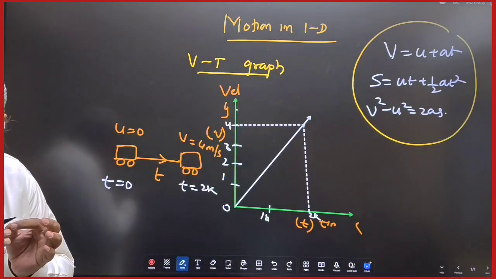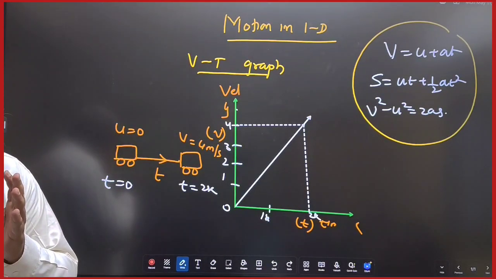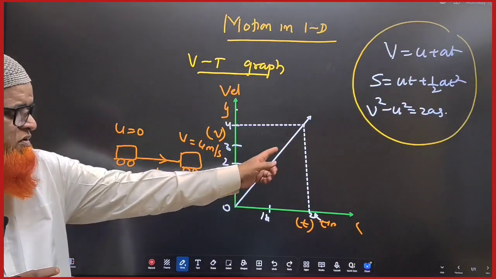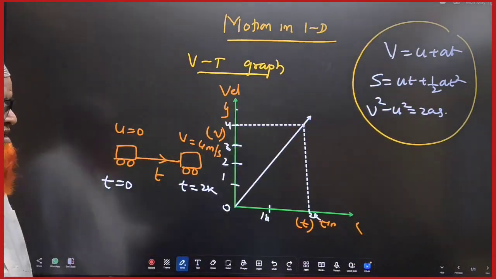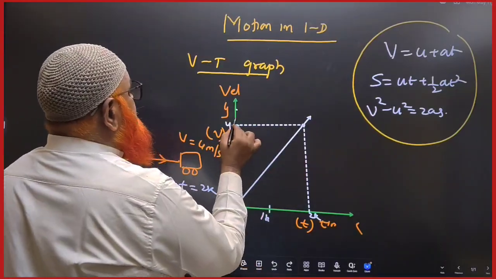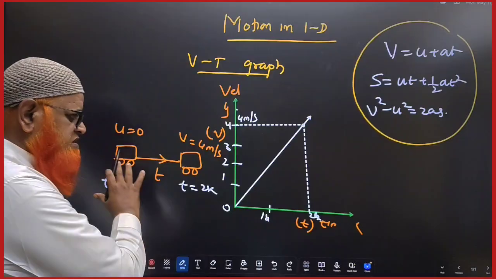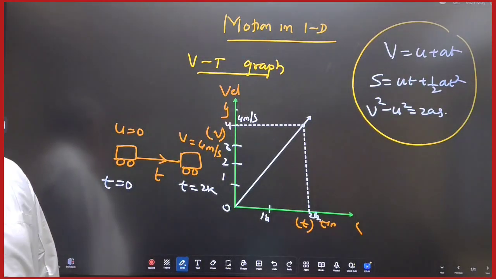See, gradually velocity is increasing. It starts from 0, and slowly velocity increases. So what is this point? This point represents the maximum velocity. At this place, velocity is 4 meters per second and time is going to be 2 seconds. So I have represented it in the form of a graph now.